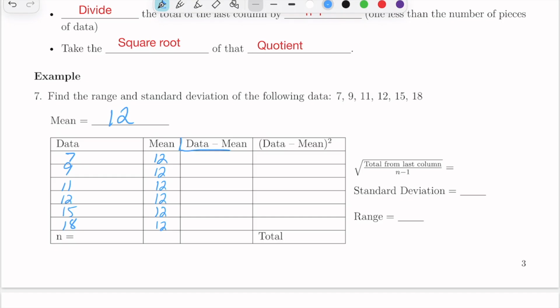And now I have to do this data minus the mean. So in this case, that would be 7 minus 12, and I get negative 5. 9 minus 12, and I get negative 3. I'll continue for all the data points. Then notice that it says data minus mean, which we did in the previous column, and now we have to square that. So I will take negative 5 squared. Notice that it's in parentheses. Negative 5 times itself is positive 25. Negative 3, quantity squared, negative 3 times negative 3 is positive 9. Once again, we do this for all of them.